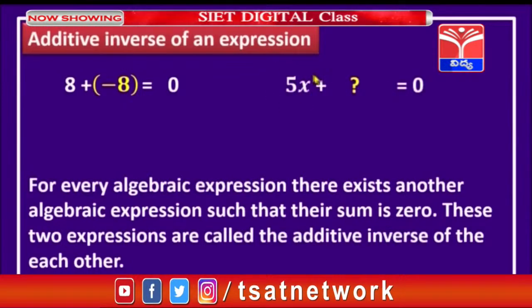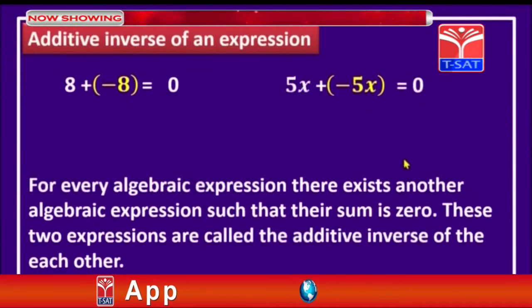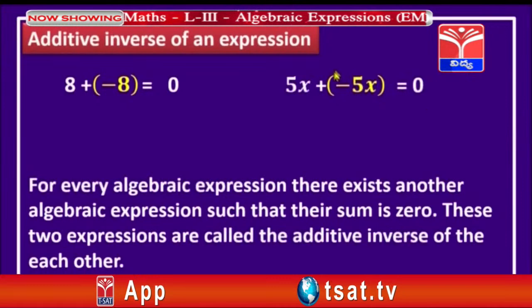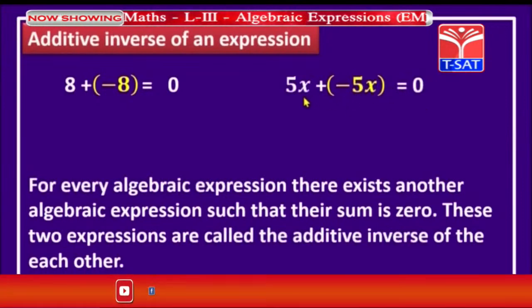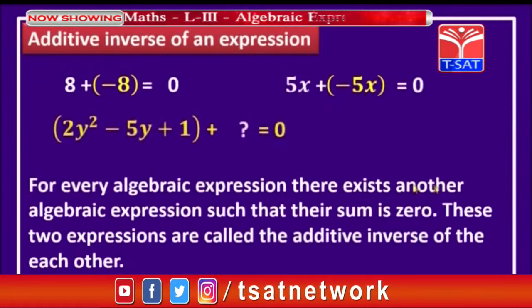How? For example, if I take 5x, which algebraic expression if I add, I will get 0? Yes, absolutely right, minus 5x. Now when I add plus 5x and minus 5x, I get 0. So I say minus 5x is the additive inverse of 5x and 5x is the additive inverse of minus 5x. Let us take another example also, children.